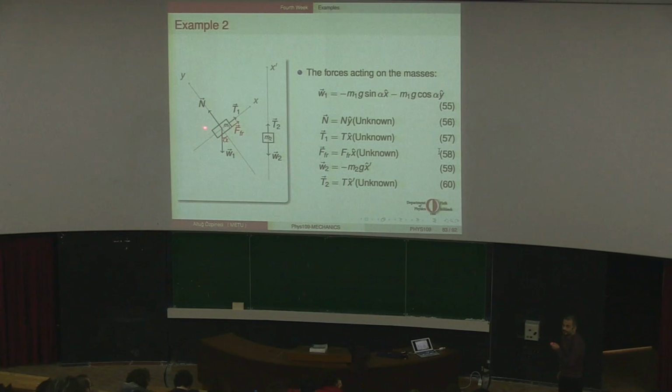If mass 1 is moving in the minus x direction, in that case, I know that the friction force will be in the positive x direction. If mass 1 is trying to move in the positive x direction, or moving in the positive x direction, then the friction force will be in the negative direction. But at this moment, with this much information, I do not really know what the direction of the friction force is, because I do not know in which direction mass 1 is trying to move.